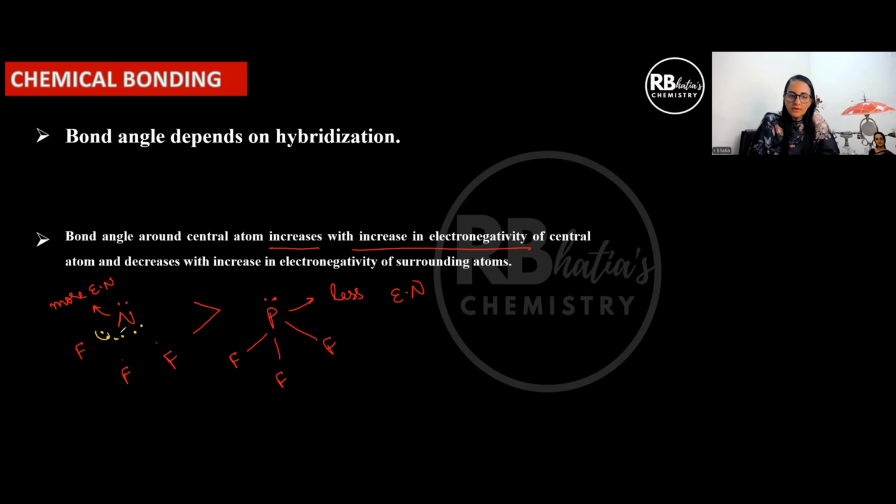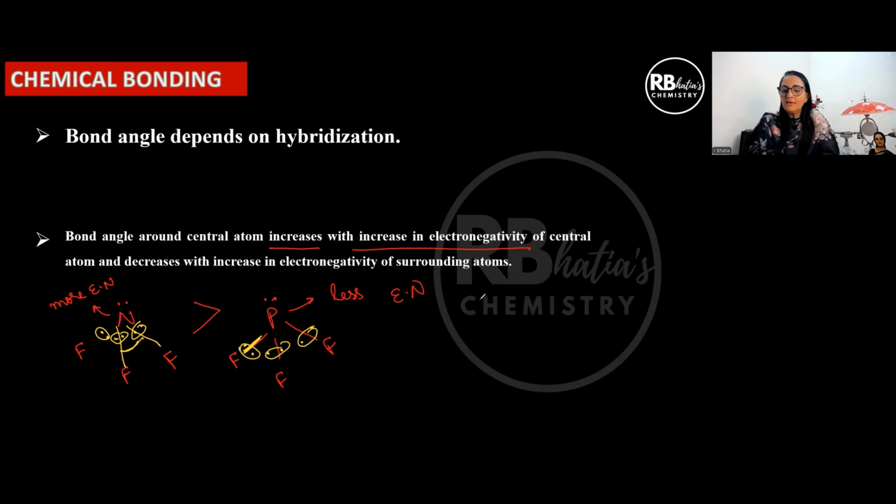And when these bonded pairs are closer to nitrogen, they will repel more, and hence this bond angle is going to increase. Whereas in case of phosphorus, this same shared pair is going to be a little towards this side, because phosphorus is less electronegative than nitrogen, which means these electron pairs are a little far away from each other.